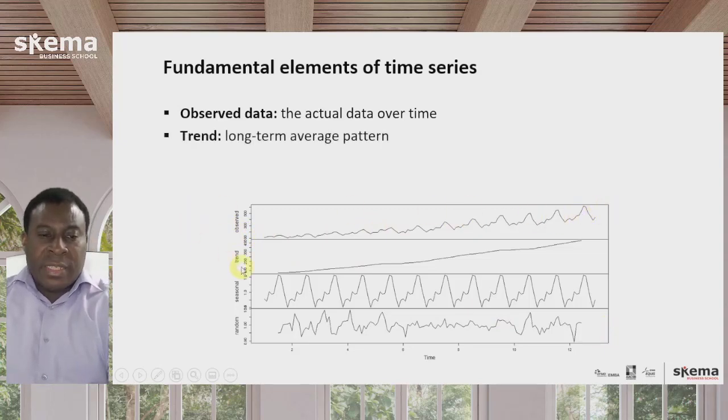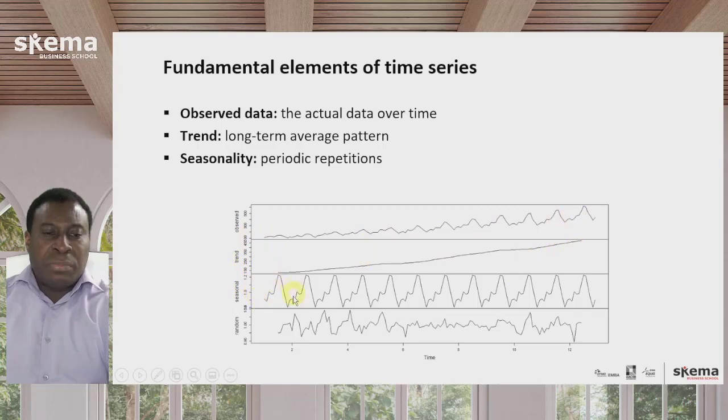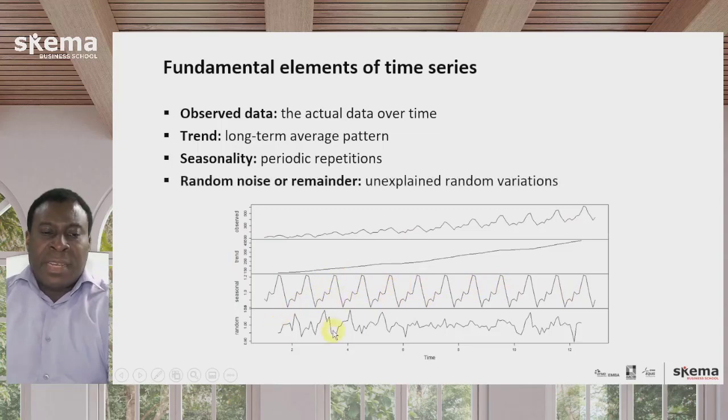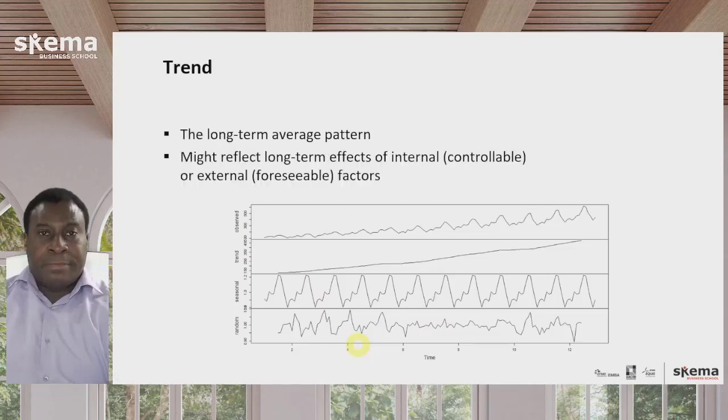Then there's a trend, a long-term average pattern that can be seen in the observed data. There's seasonality, which are some periodic repetitions that go up and down over time. And then there's some random noise or remainder, some unexplained random variations that don't fit either of these patterns. So now we're going to look at these elements in detail.